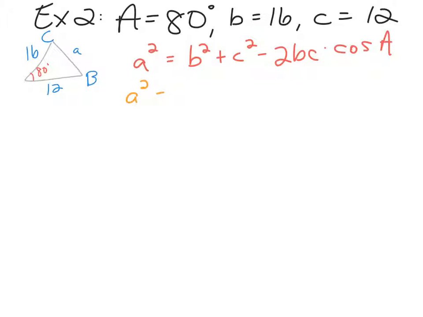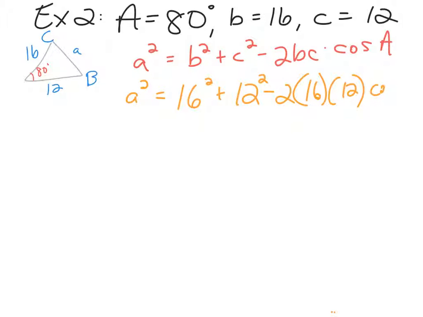A squared equals, and then we can just plug things in, 16 squared plus 12 squared minus 2 times 16 times 12 times the cosine of 80 degrees. Now, the beauty of the SAS scenario is that everything you see on this side right here is just a number. There's no actual algebra that needs to go into it. So this is just one big giant calculation.